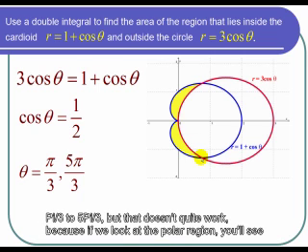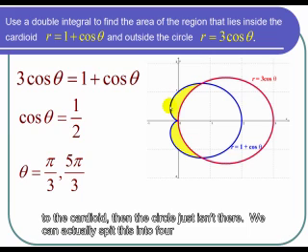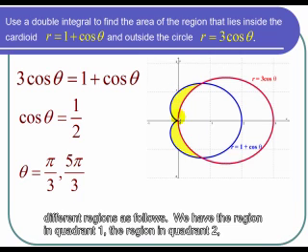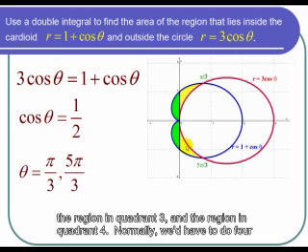that doesn't quite work, because if we look at the polar region, you'll see that after pi over 2, the circle is kind of out of the picture. If we draw a ray from the origin to the cardioid, then the circle just isn't there. So we can actually split this into 4 different regions as follows.